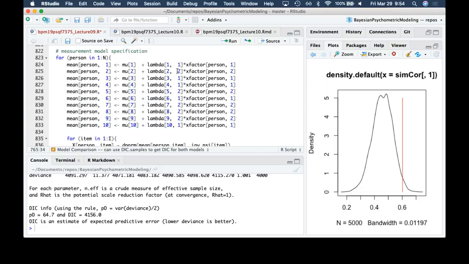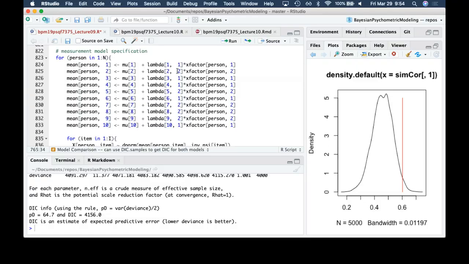So x factor is my factor variable. Lambda is now a matrix. So lambda is 2 columns by 10 rows. So 10 items, 2 factors. And so I have items 2, 5, 7, 8, 9 on factor 2. And the rest of them are on factor 1.